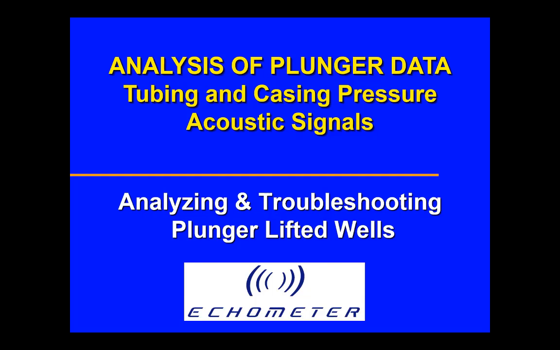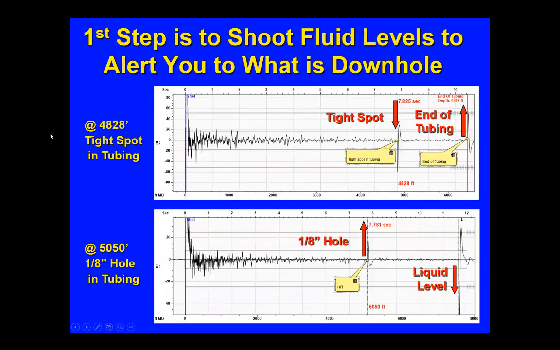You can optimize your sales time, your downtime or shutting time, based on what you observe in a plunger tracking test. So the first thing to do when you get to a plunger lift well is understand if there is any potential problem in the well. One of the options you have is shooting fluid levels down the tubing and the casing. Casing shots are especially important when you don't have a casing packer. You're expecting to see a liquid level very close to the end of tubing. If that's not the case, you're very likely facing a hole in tubing.